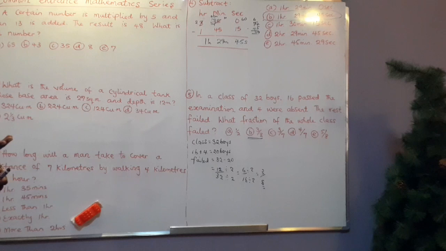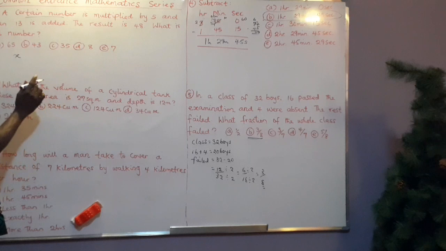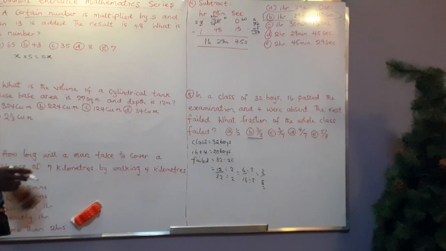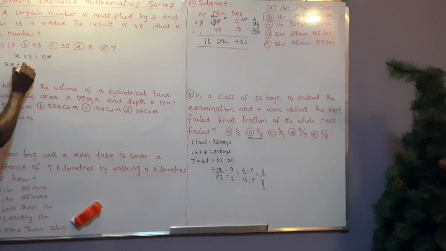But since he has said we should represent the number as X, so let the number be X. It's multiplied by 5. X times 5, which will give us 5X, right? And then 13 is added. You have 5X plus 13. The result will be what?